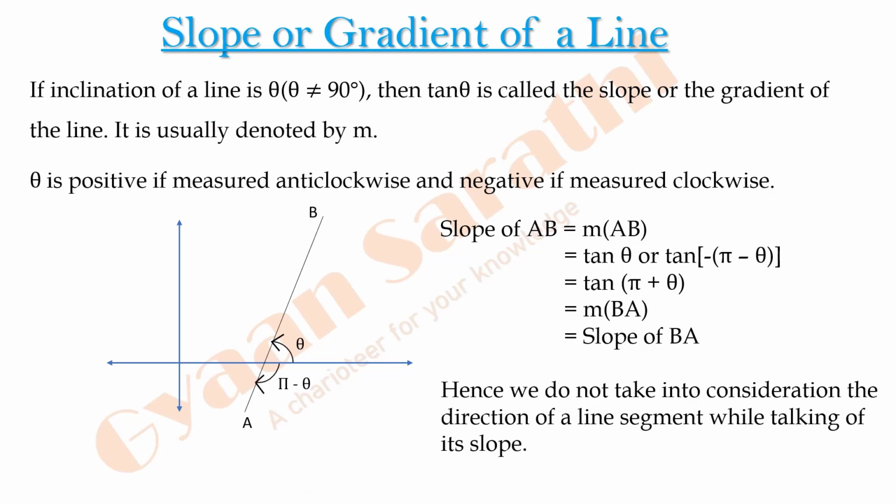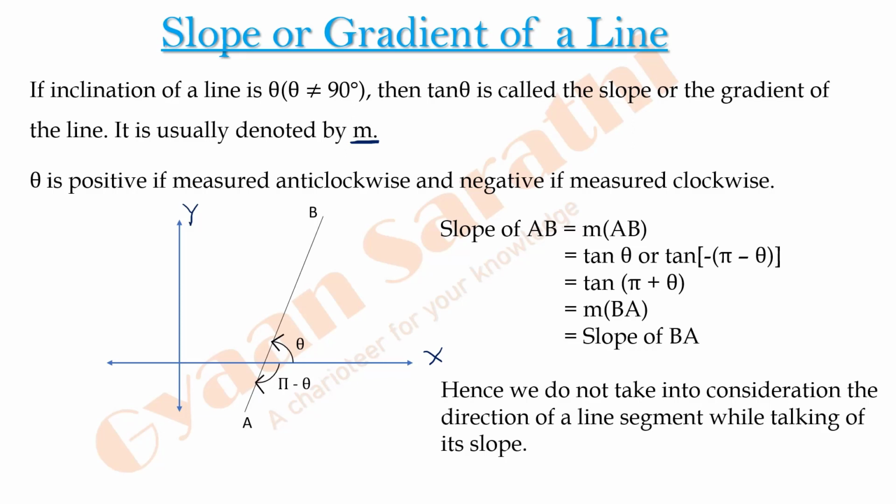So as you can see here, we have the x-axis here and the y-axis here. Now we consider this line AB. We see that line AB is making angle theta with the x-axis. So tan theta would be taken as the slope. Slope is represented by small m. Okay, theta is always measured anti-clockwise. If we measure anti-clockwise, then it is always taken as positive, but if it is measured clockwise, it is taken as negative.